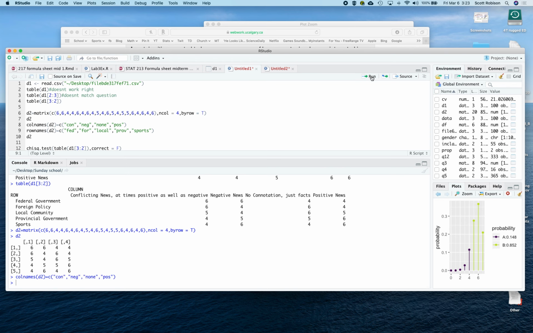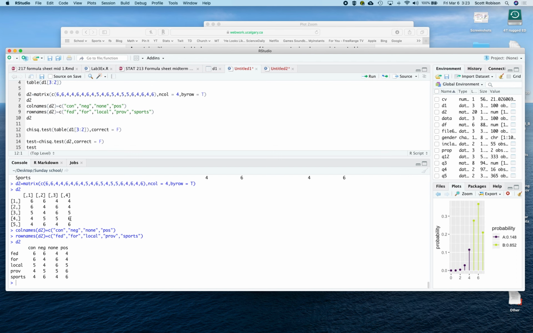So here, if I put in the column names as convoluted or conflicting, negative, none, and positive, and then I can put the row names in as federal, foreign policy, local, provincial, and sports.